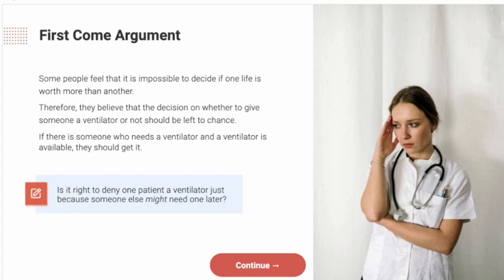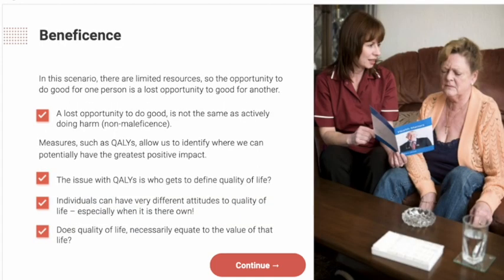So you understand first come, first served. It's pretty straightforward, right? Yeah, it's pretty straightforward. Is it right to deny any one patient just because somebody else might need one later? If you need one now, it's important to give it to somebody now, right?